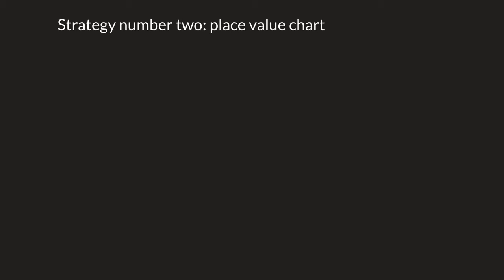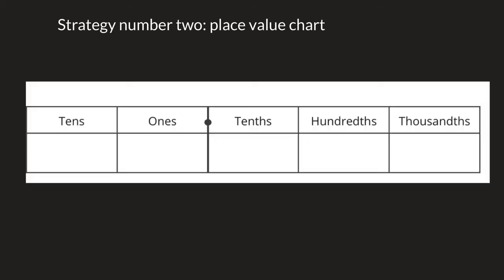Let's do strategy number 2, place value chart. And let's get the place value chart here in 3, 2, 1. Bam! There is our place value chart. All right, so we have to put our decimal there again. It was 41.2 times 3. So what is the answer to 41.2 times 3? Let's input some of our decimals into the place value chart.